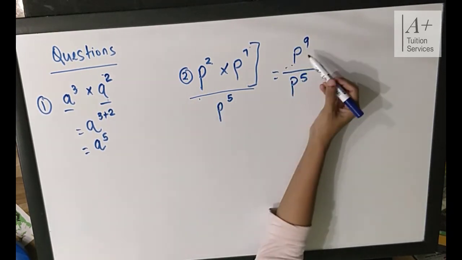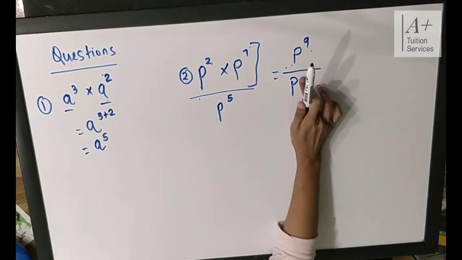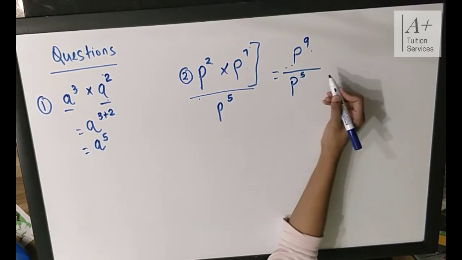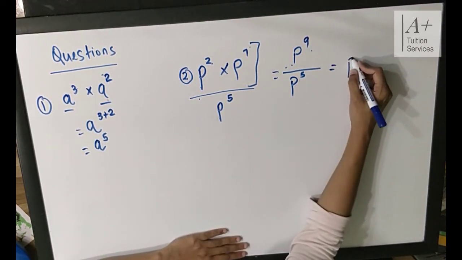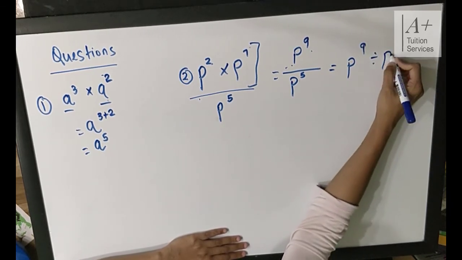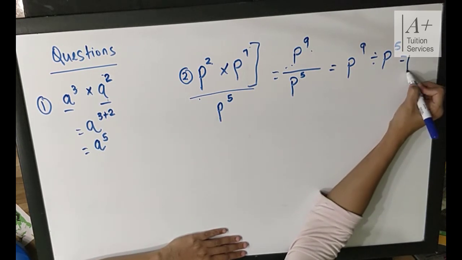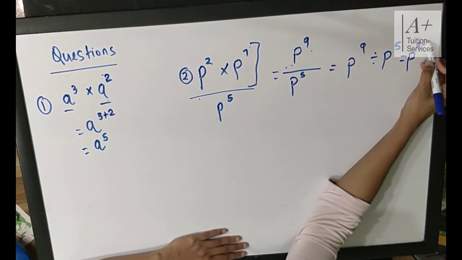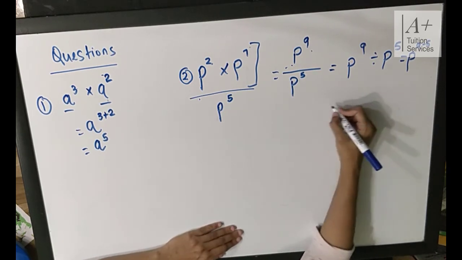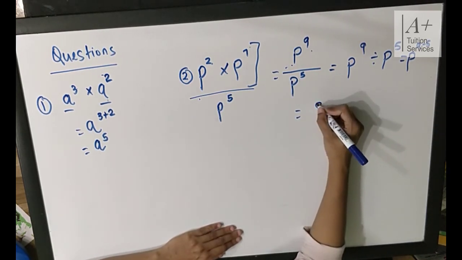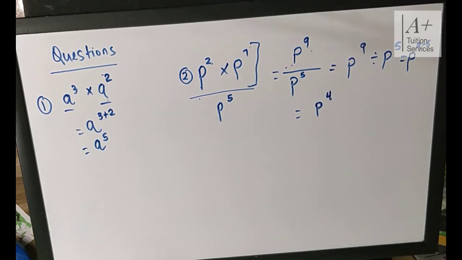So when we work this out, we get P to the power of 9 and we put back the P to the power of 5. Remember, this expression can be written as P to the power of 9 divided by P to the power of 5, which will give P to the power of 9 minus 5. Remember, when we divide we minus. So 9 minus 5 is 4, and we get P to the power of 4.